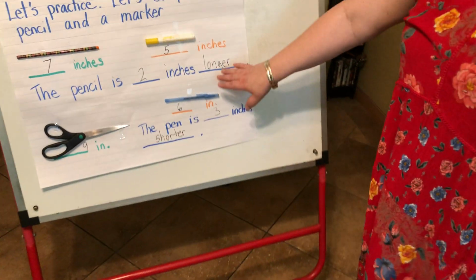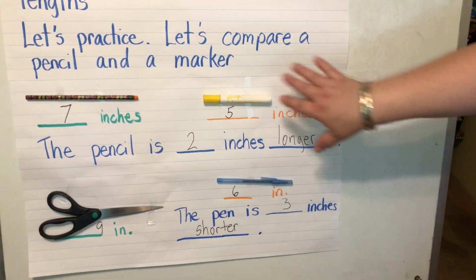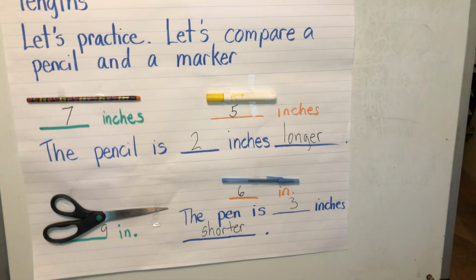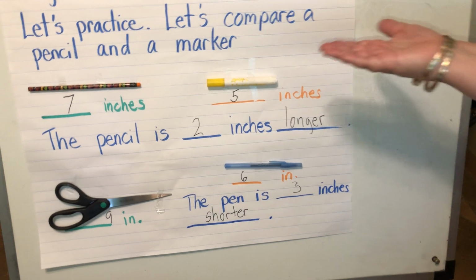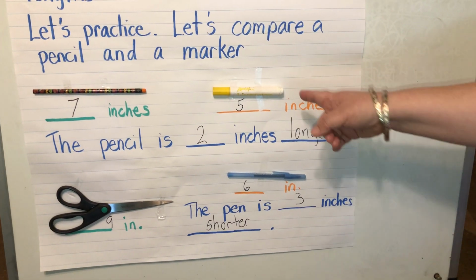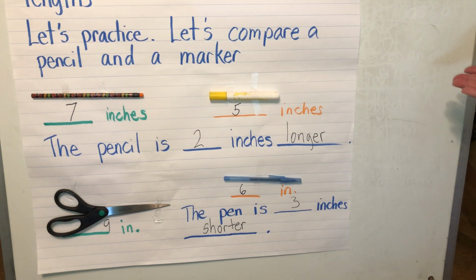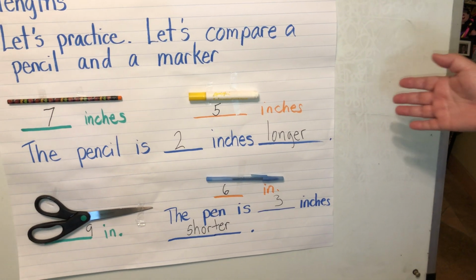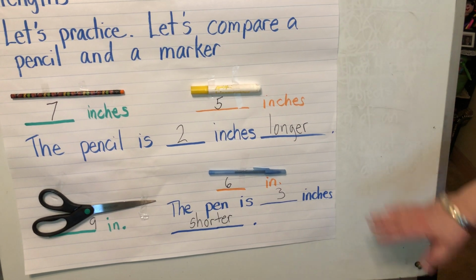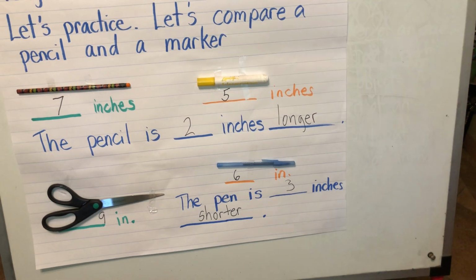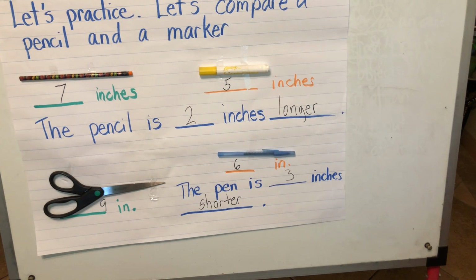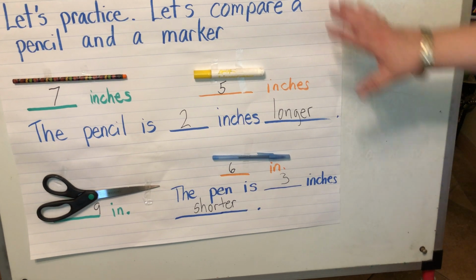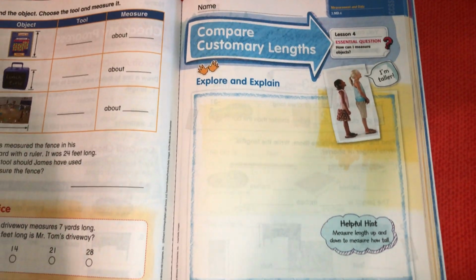Now, let's just come back here to our poster for a second. So here, I only use one sentence to describe each of the situations here, what we were comparing. The pencil is 2 inches longer. I could have said the marker is 2 inches shorter. Okay, I could have said that too. There's different ways of saying it if you want to use the word longer or shorter. I only showed using one example of each, but you could find different ways. You don't always have to say these are longer. You could find which one is shorter instead of saying longer. So I just wanted to clarify because the page here in the book does ask you to explain which object is shorter and which object is longer.